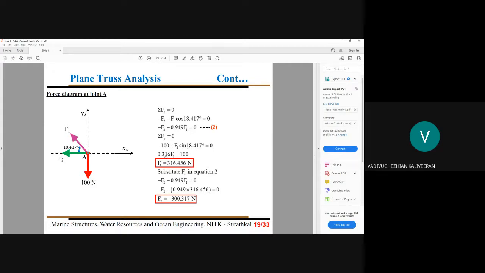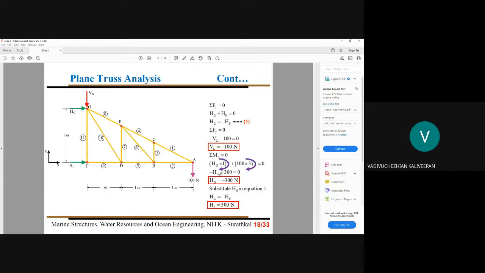And we have 0.316 F1 equal to 100. So the F1 part is now 316.456. After fixing this F1, it can be substituted in equation number 2. Now F2 equal to minus 303.17 Newton. I want to convey one important message. F1 is attached with a positive sign. F2 is attached with a negative sign. So this information directly says member F1 is subjected to tension. Member F2 is subjected to compression. So directly we can note.